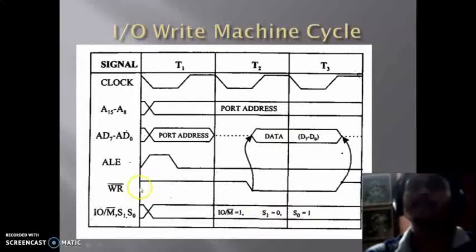And next we will consider the T2 and T3 T states, where the data is placed on the data bus, and this is nothing but a write operation going on, so the write signal will be low, and ALE will be low for T2 and T3. So this is the overall IO write machine cycle by which input output write operations can be done.